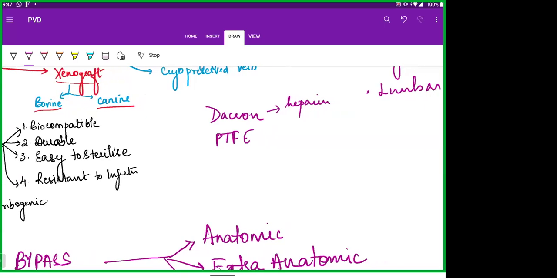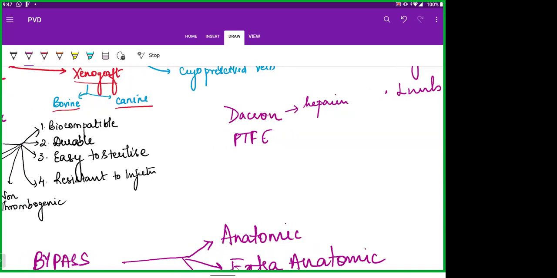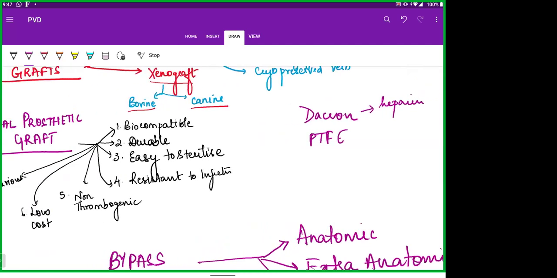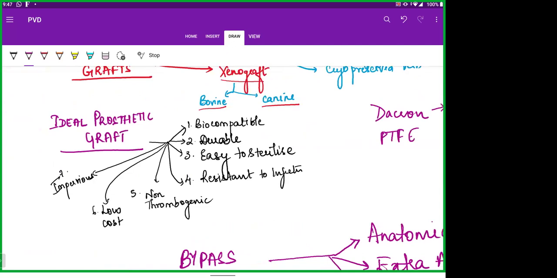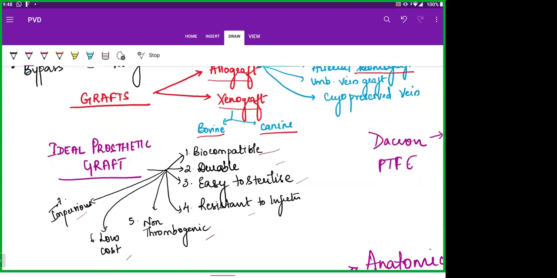There is also the endothelial seeding technique, where they take endothelial cells and seed them into the graft so that the intima will start growing faster. So these are the types of graft. And when we talk about an ideal prosthetic graft, there are certain things it needs to satisfy: it should be biocompatible, durable, easy to sterilize, resistant to infection, non-thrombogenic, low cost, impervious, and ideal is never there. So these are the characteristics of a graft that you need to know.